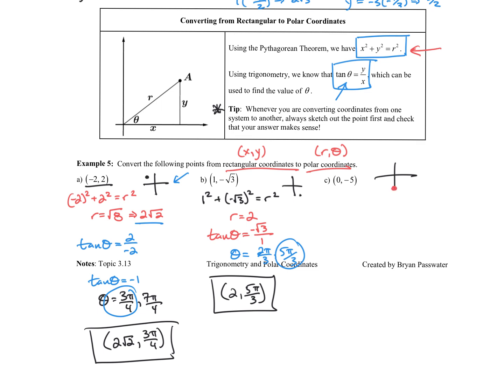And so what is my r? How far did it go down? It went down 5. And what angle measure did it go down at? 3 pi over 2. And so when it's an axis, you really don't even have to do any work if you truly understand how polars work. All right, and I want to prove a point to it. So let's do another one.